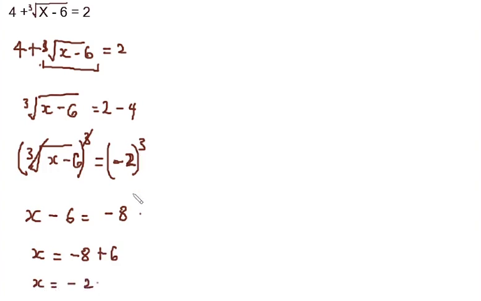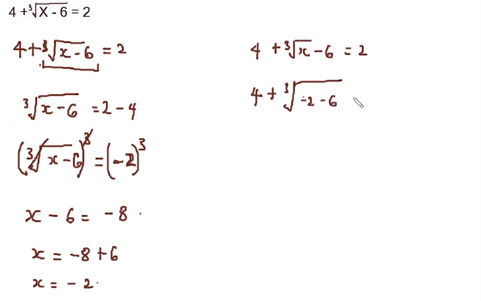Now the next step is to check our answer in our solution to make sure this answer is correct. So I have 4 plus the cube root of x minus 6 is equal to 2. This is the original question written out. So this is 4 plus the cube root of x, which is minus 2, minus 6. This is equal to 2.